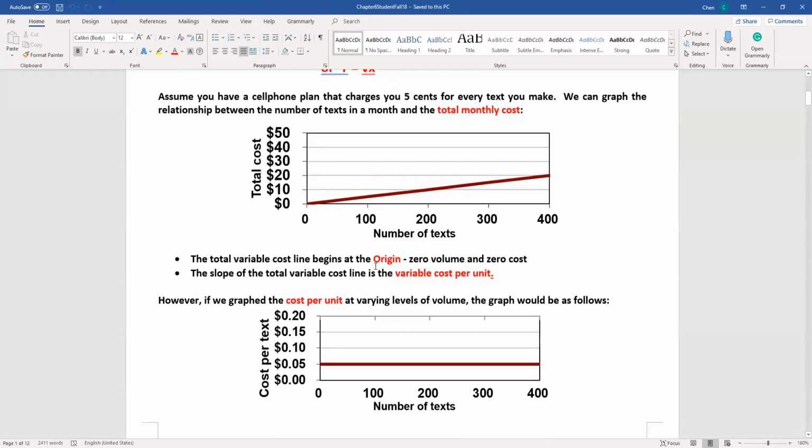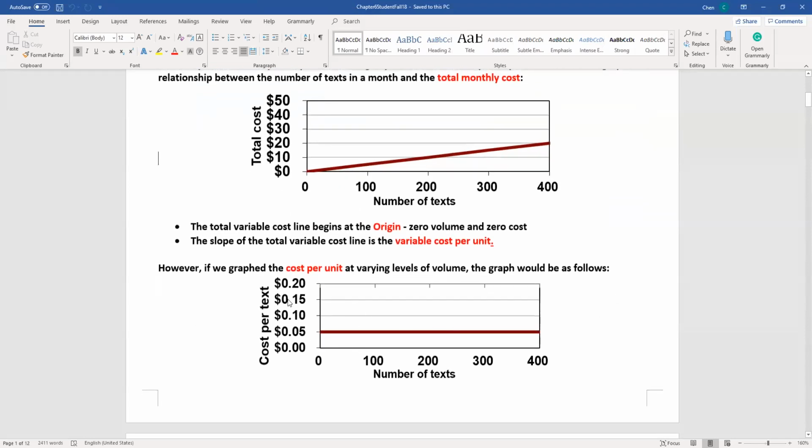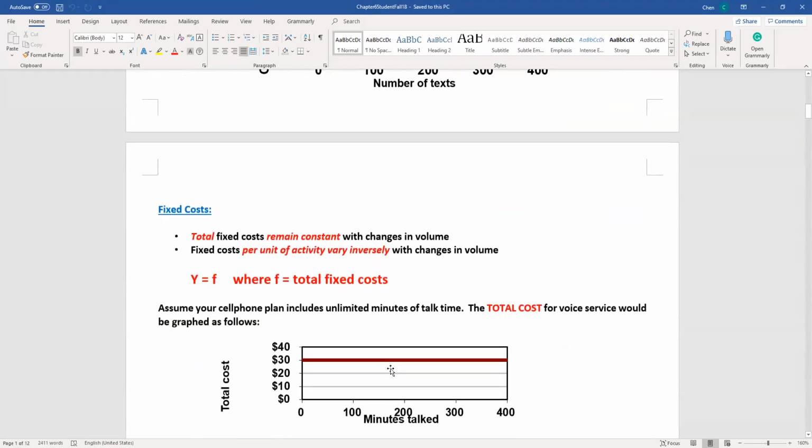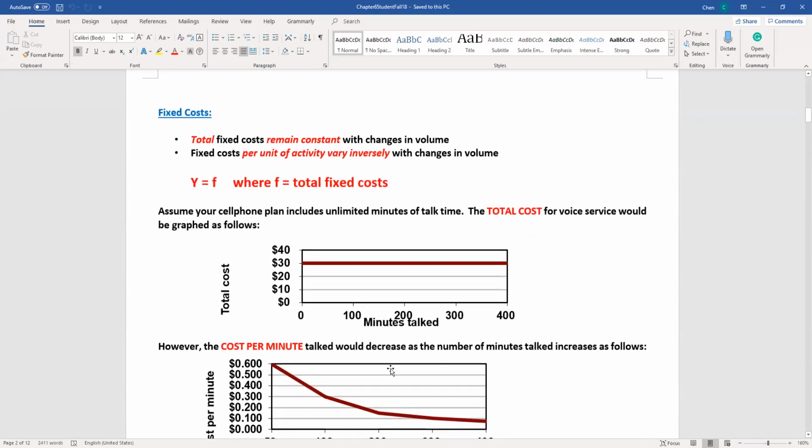So the cost line begins at the origin, 0 volume and 0 cost, and then is a straight line. When you look at the vertical axis, it says cost per text. The cost per text will remain constant no matter how many texts you make. It is 5 cents per text, okay?